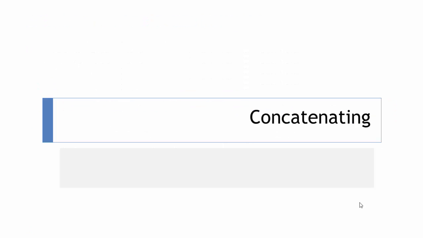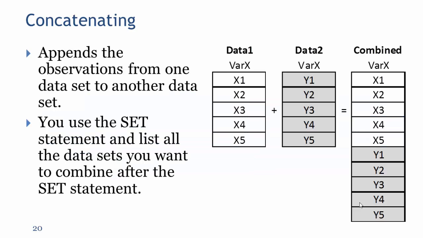In this segment, I'll talk about concatenating. This is another way of merging two or more datasets. In concatenating, the process appends the observations from one dataset to another dataset. In other words, it stacks the datasets. You use the set statement and list all the datasets you want to combine after the set statement. You have to use only one set statement, and you list all the datasets after this set statement, unlike one-to-one merging, where we had to use as many set statements as there were datasets.